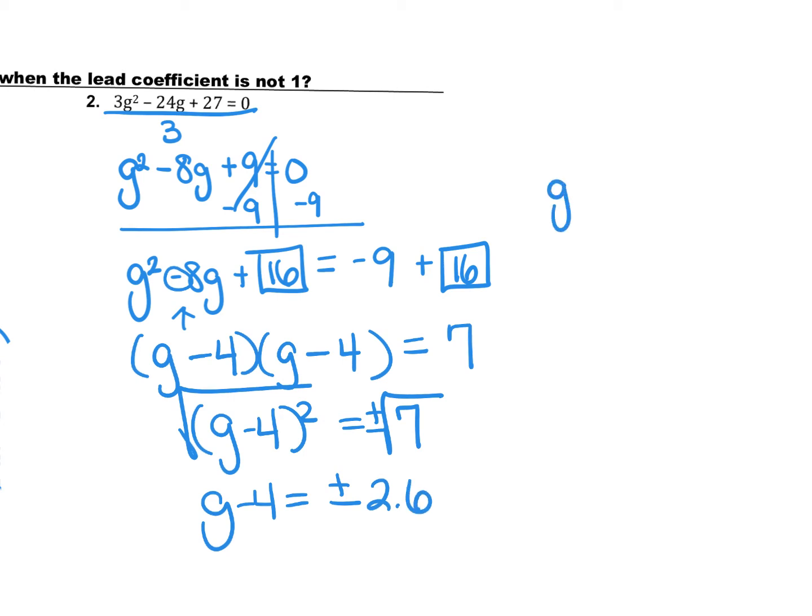All right, so g minus 4 is equal to 2.6, and g minus 4 is equal to negative 2.6. And you'll end up with g is equal to 6.6, and g is equal to 1.4. All right.